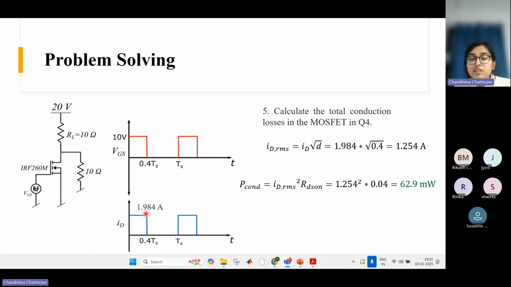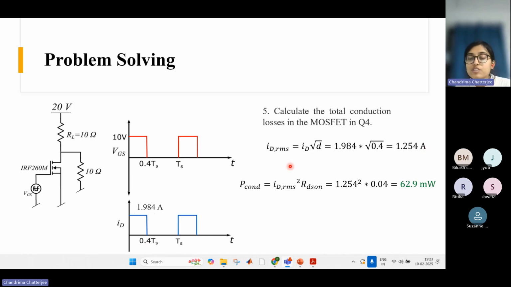This is a square wave, right? Like this part is a square wave and then some part is zero. So if you calculate the RMS of this waveform, it will come out to be ID times root D, where D is the duty ratio. Here the duty ratio is 0.4. And ID we already calculated, 1.984 ampere. So ID RMS becomes 1.254 ampere.